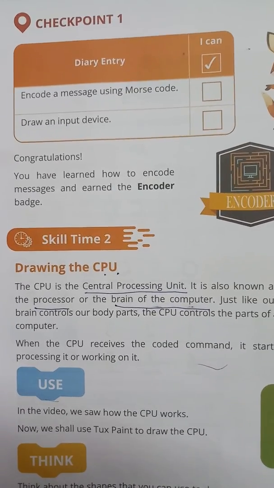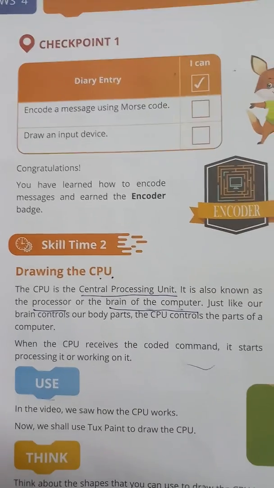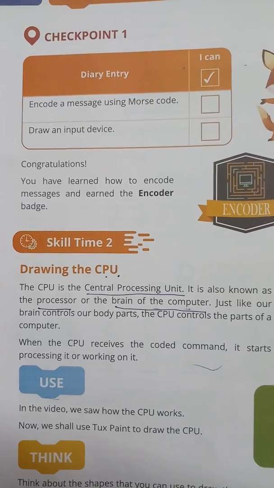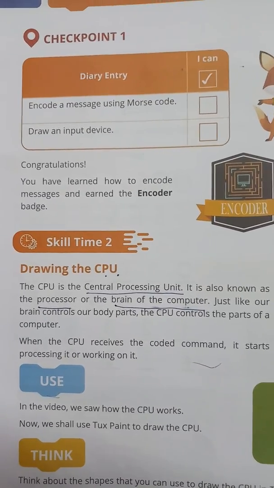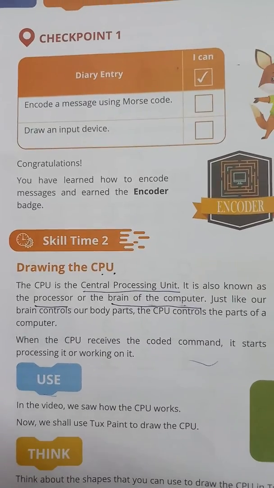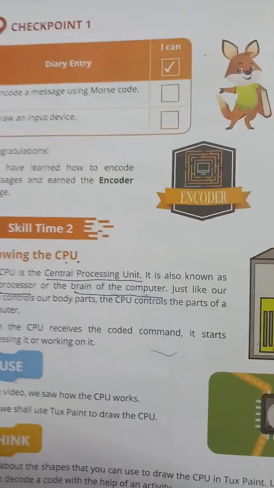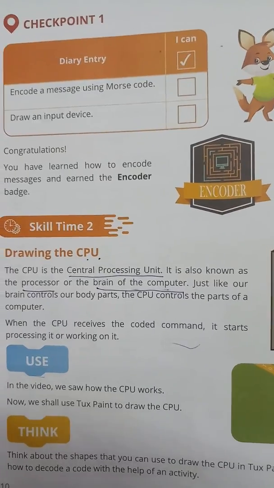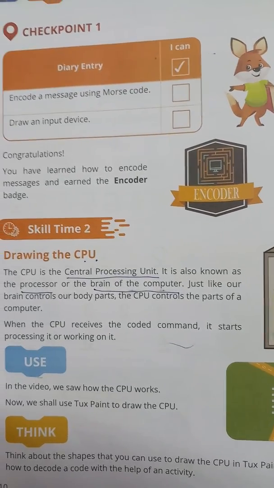Just like our brain controls our body parts, the CPU controls the parts of the computer. Our brain controls our hand, mouth, nose, leg, etc. Like that, the CPU controls the monitor, keyboard and mouse. When the CPU receives the coded commands, which are zeros and ones, it starts processing or working on them. Then only does it start the process.